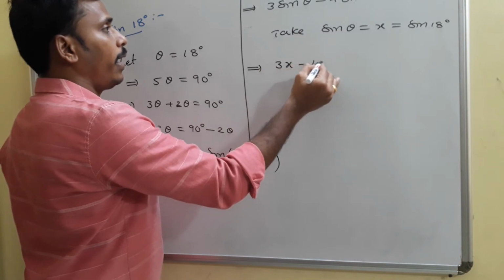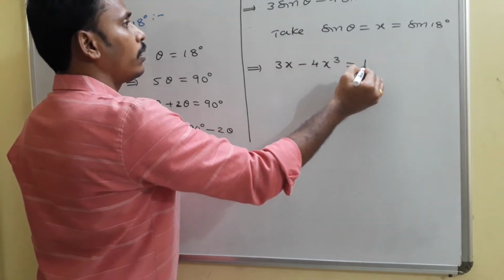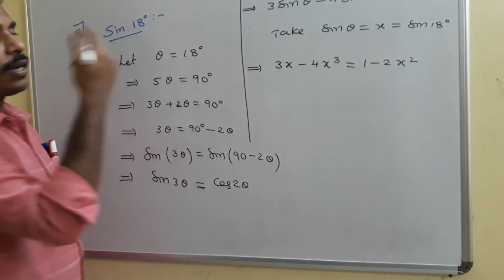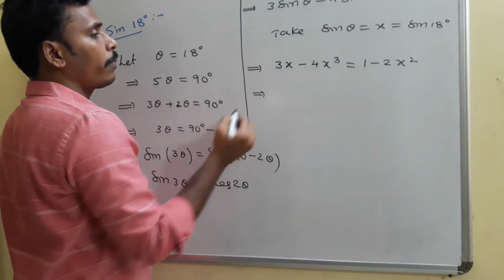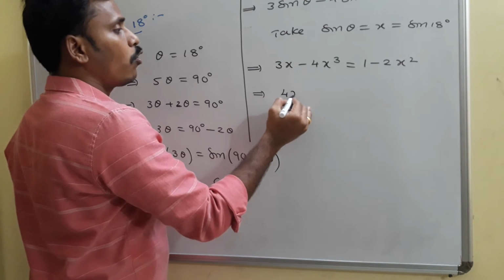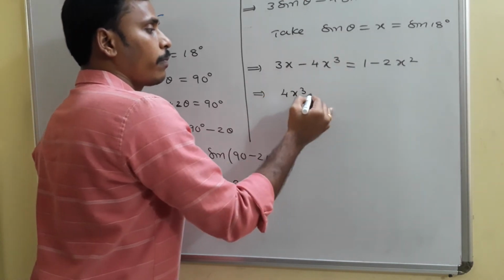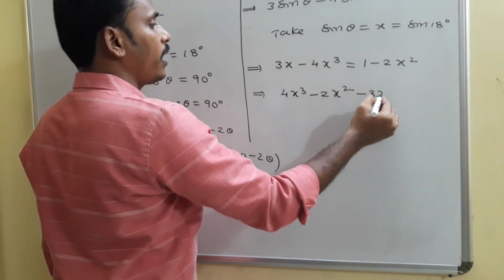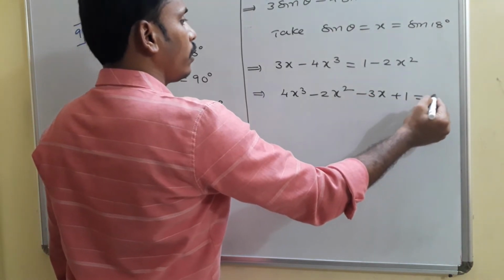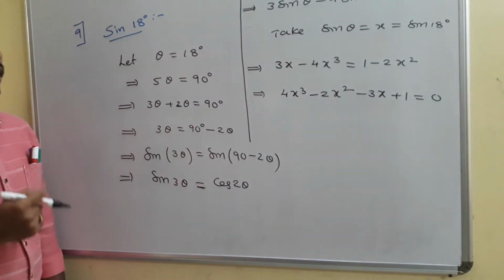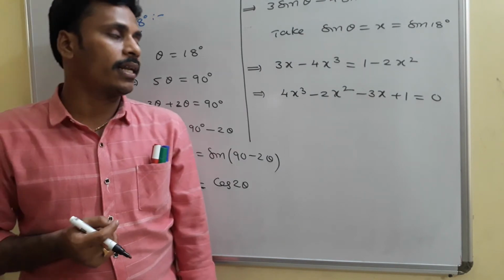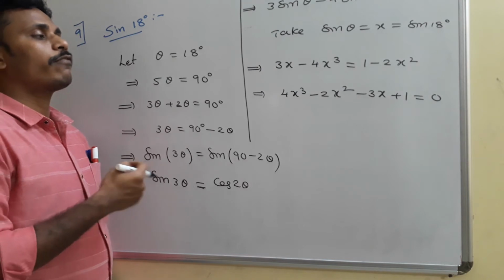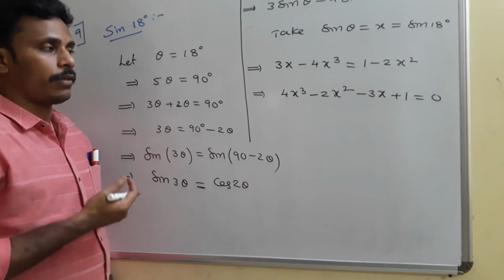3x minus 4x cube is equal to 1 minus 2x square. Send everything to one side, and you will get 4x cube minus 2x square, and the 3x moves to that side, minus 3x plus 1 is equal to 0. So 4x cube minus 2x square minus 3x plus 1 is equal to 0. We need to simplify further. How can we simplify it?